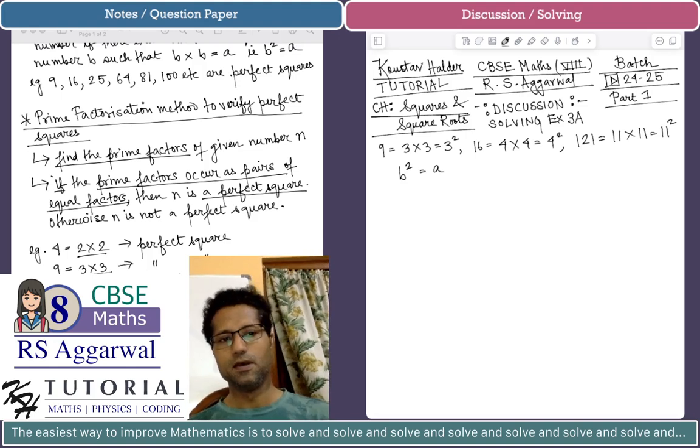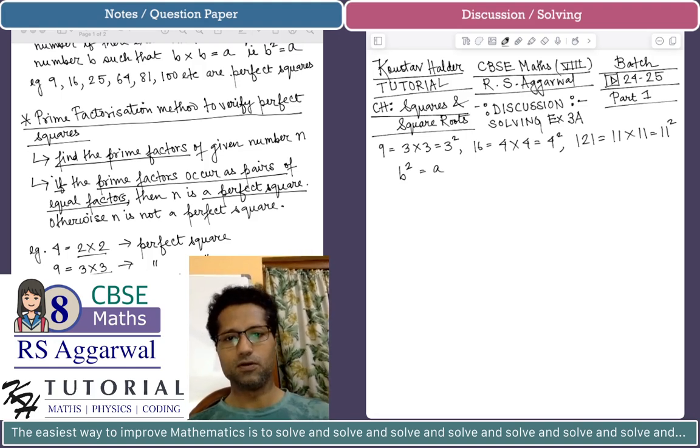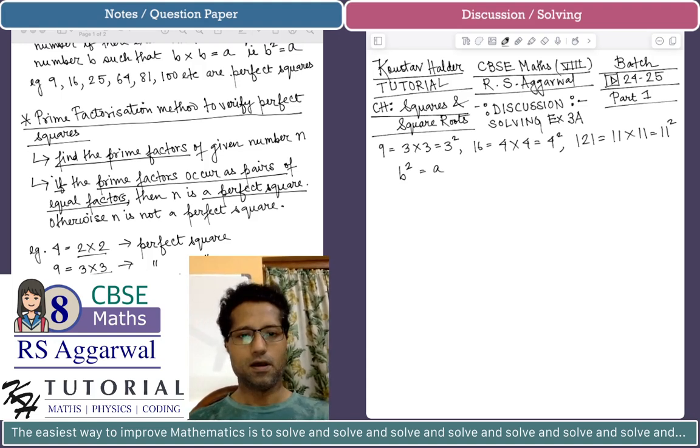So what are the steps for the prime factorization method to verify a perfect square? The steps are: first we find all the prime factors of the given number n. Then we create pairs of equal factors from the given prime factors.